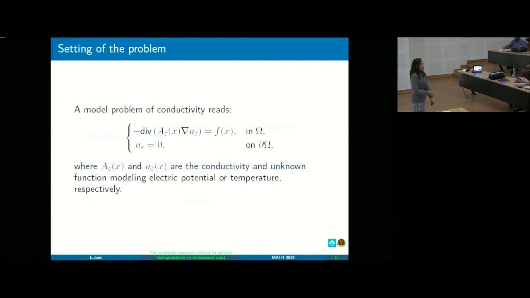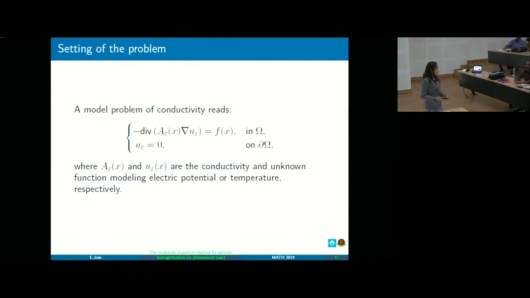Okay, so earlier also we have seen the model problem of conductivity. It is given, in n dimensions, by negative divergence of A epsilon of X gradient of U epsilon equal to F of X in your domain omega.